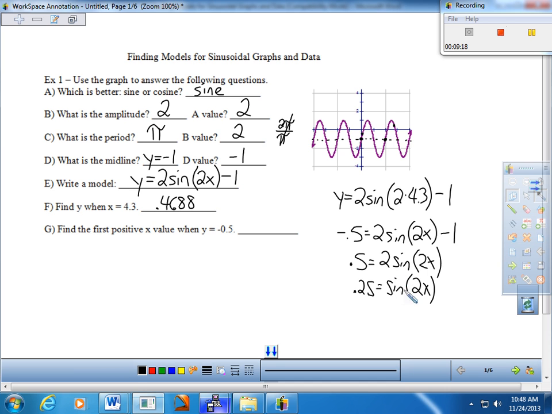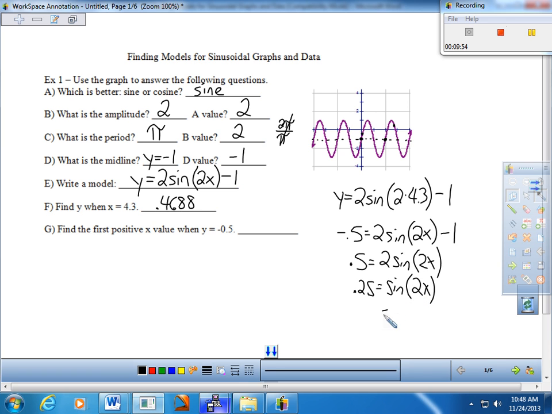So we have that. We're able to pull this off. We're able to undo the sine by doing inverse sine on this side, inverse sine on that side. So we're going to do the inverse sine of 0.25. That'll get rid of this. And then, guys, the last step, of course, to get x by itself, we divide by 2.